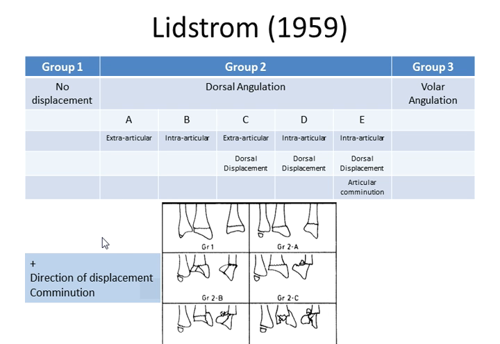Sorry. Okay, so dorsal angulation is different from dorsal displacement. Dorsal angulation just means it's angulated dorsally, but dorsal displacement also means that it's displaced dorsally. This is just dorsal angulation and this is dorsal displacement. So that's C. D is an intra-articular fracture with dorsal displacement, and E is with articular combination. Okay, so this is Lidstrom's classification.